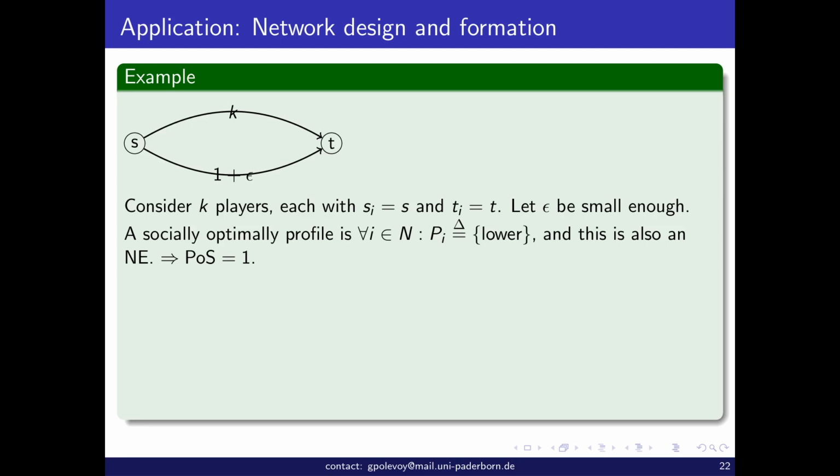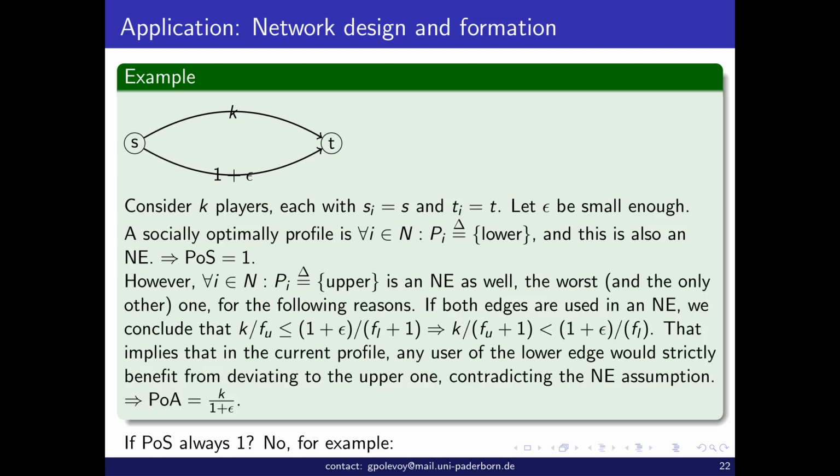Now, is that the worst possible Nash equilibrium? You may stop the video and think, and the answer is no. There is another equilibrium where everyone chooses the upper path, and that's actually the worst equilibrium. That's the only other equilibrium we have here. And now I'll prove why it's the only one: there is no equilibrium where some choose the upper edge and some others choose the lower edge.